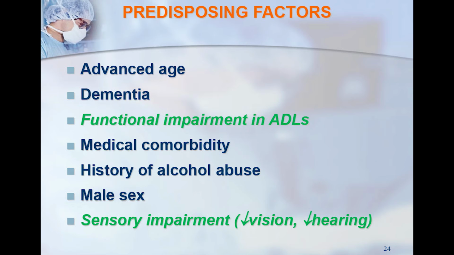History of alcohol abuse is very important. Those with chronic alcohol abuse are prone to develop delirium, and they are also prone to develop dementia. Alcoholic dementia is a known cause of dementia.